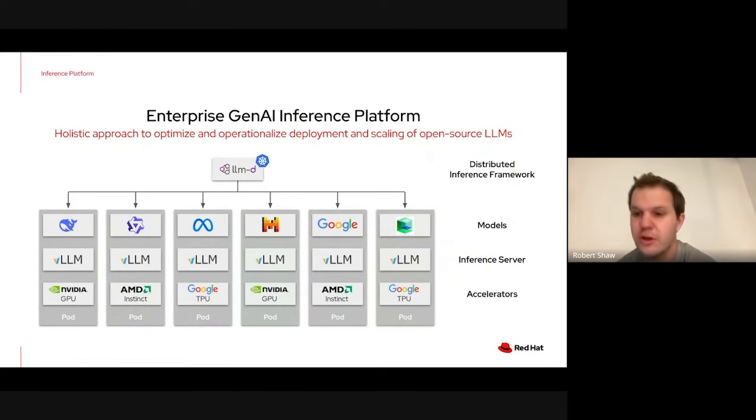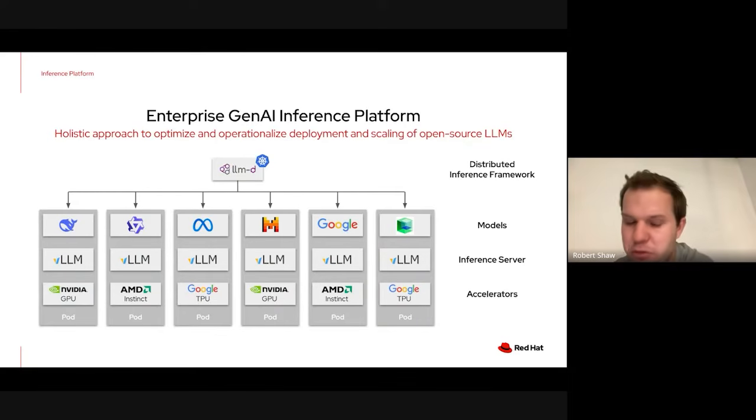So as we think about Red Hat's overall inference platform, we see a variety of different layers of the stack. At the bottom layer, whenever we're looking at LLMs, typically these are going to run on hardware accelerators. So obviously NVIDIA GPUs, AMD GPUs, Google TPUs are some of the most popular accelerators out there in the market. And we seek to optimize inference across all of these different hardware backends.